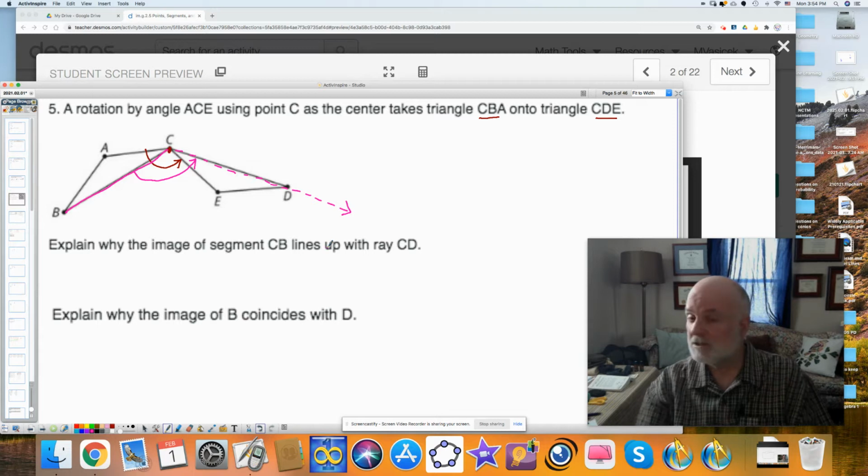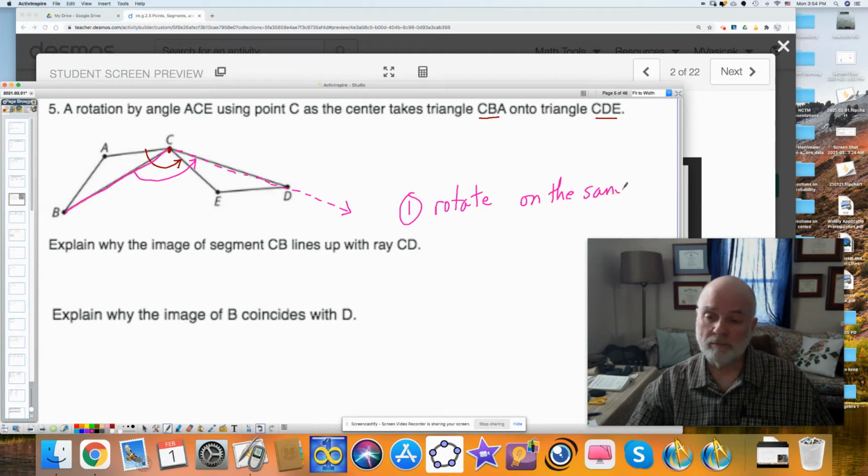So this has got two parts. The first part is that when we rotate, we end up on the same ray. The second part of this is why then do you know that B matches up with D? I'm going to say that point B is a segment of this length.